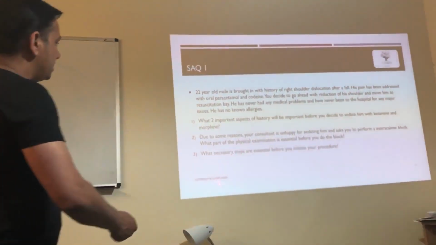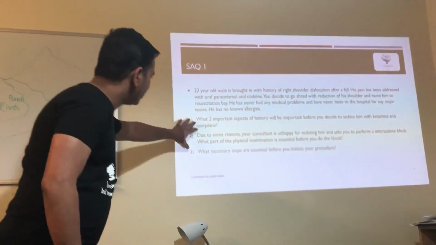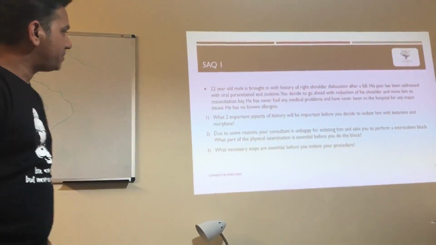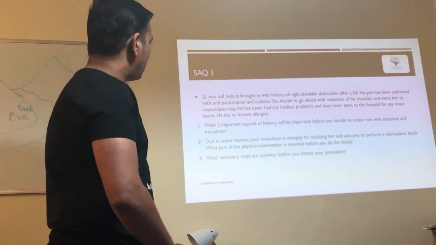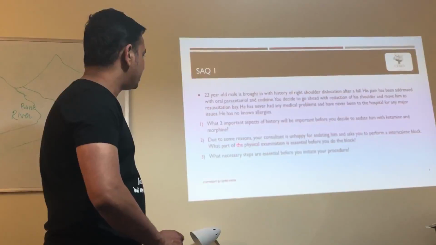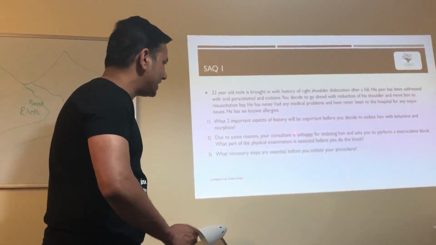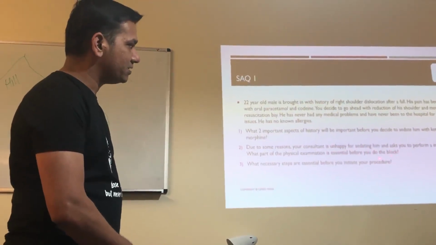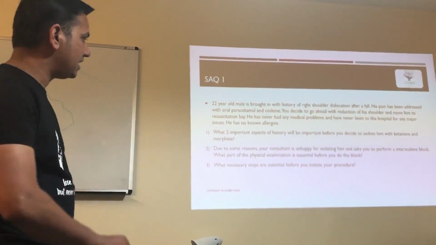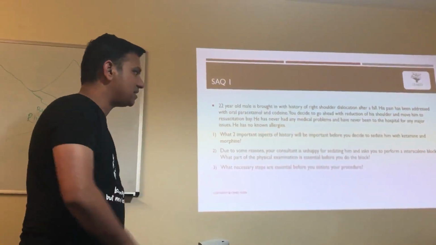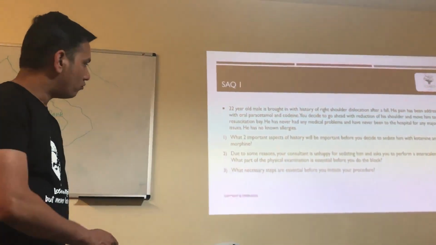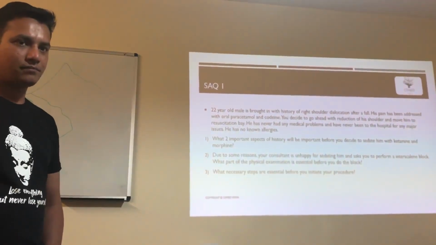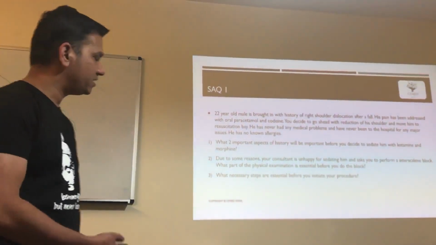So let's see how we are going to read the question. We're going to read the question, then we'll go to the stem, and then we will answer. What 2 important aspects of history will be important before you decide to sedate him with ketamine and morphine? So you want to know history. Due to some reason, your consultant is unhappy with sedating him and asks you to perform an interscalene block. What part of physical examination is essential before you do the block? What necessary steps are essential before you initiate your procedure? It's common sense. You do it every day.